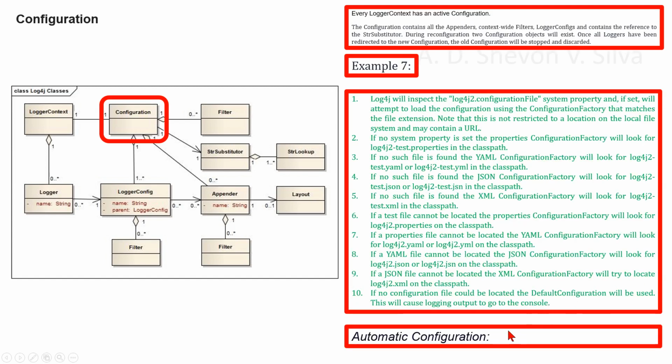As an example 7, we can consider automatic configuration. Log4j has the ability to automatically configure itself during initialization. When Log4j starts, it will locate all the configuration factory plugins and arrange them in weighted order from highest to lowest. As delivered, Log4j contains 4 configuration factory implementations, one for JSON, one for YAML, one for properties, and one for XML.